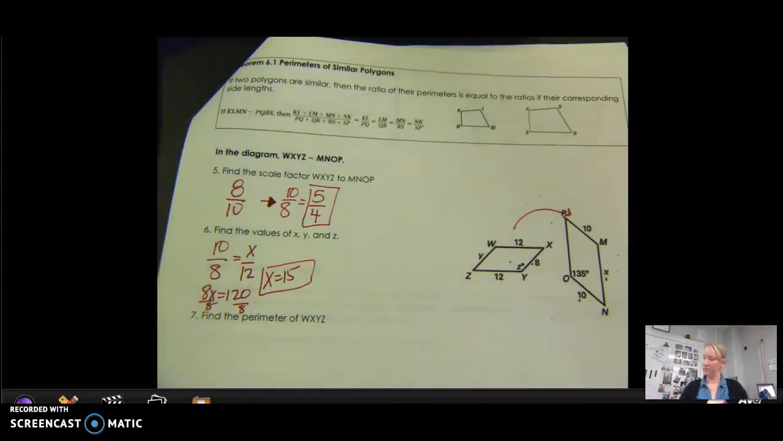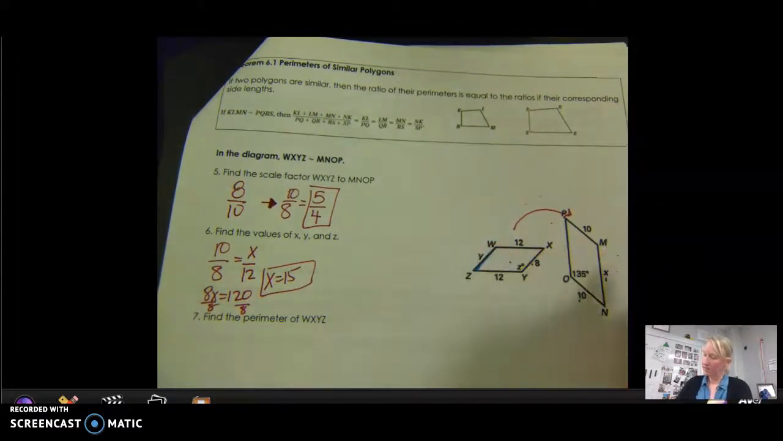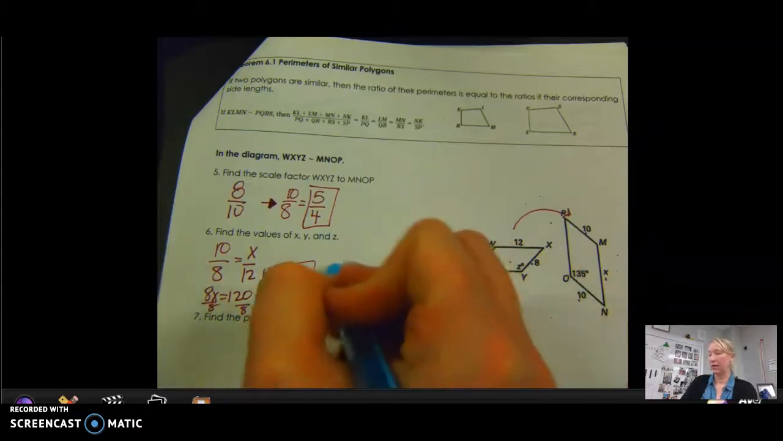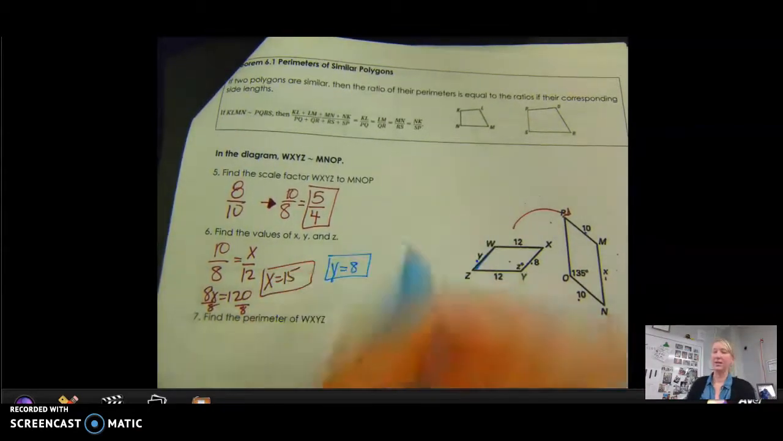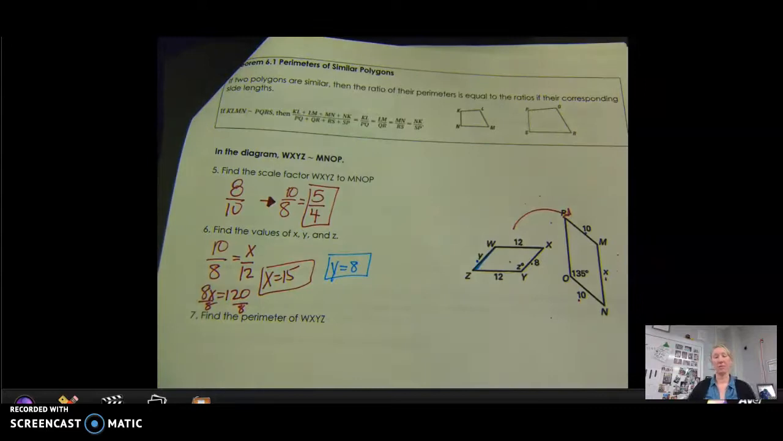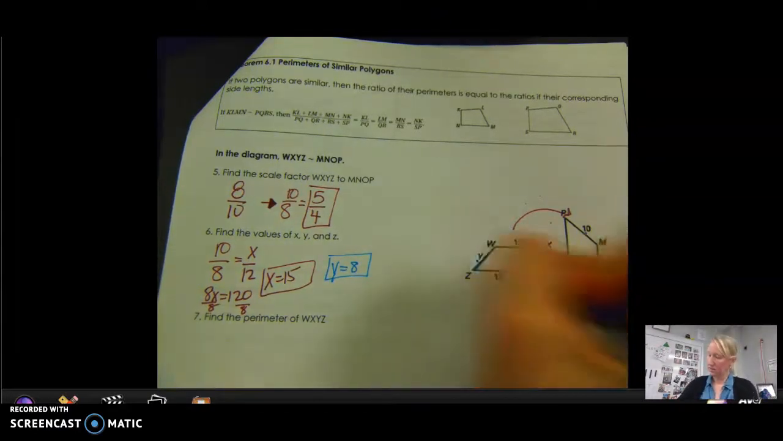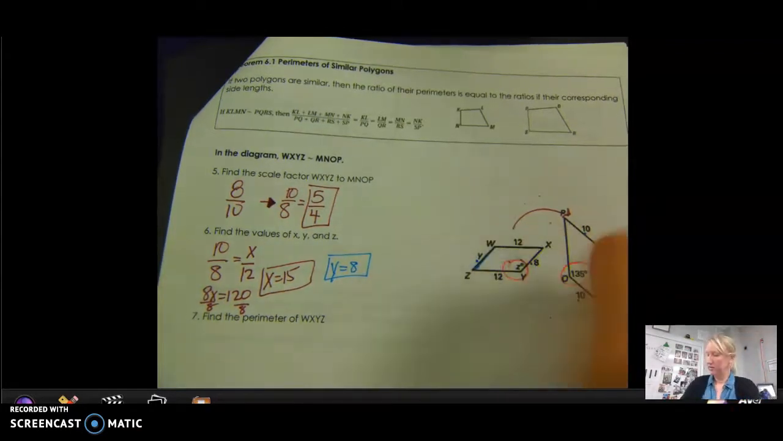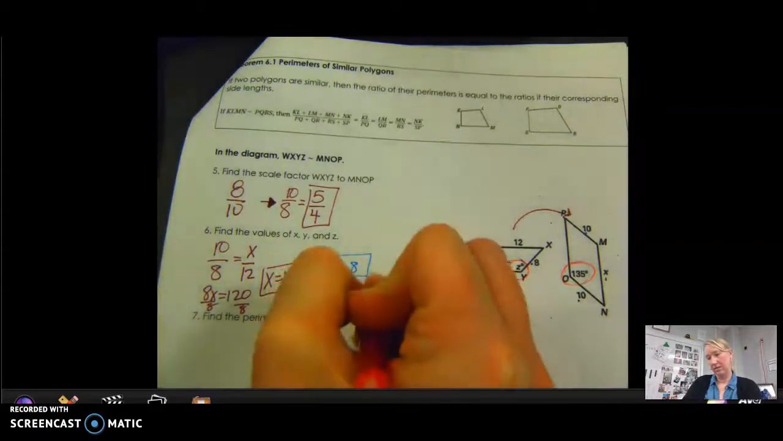All right, next, let's find y. Y is this side length. If you notice, this is 10 and this is 10, which means that this side length and this side length would have to be equal also. So they're going to be the same, so y would just be 8. And I know that because these are similar figures and they have to stay in proportion. And then we have z. Z is that obtuse angle. So z matches up with this angle over here. So z is equal to 135 degrees.